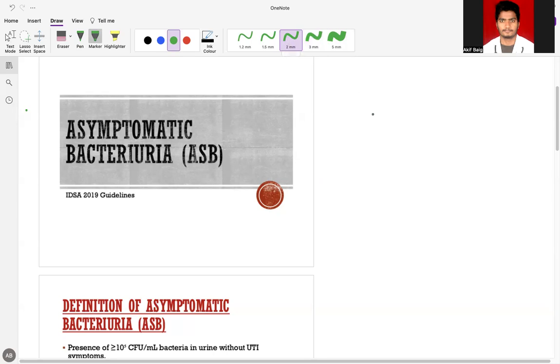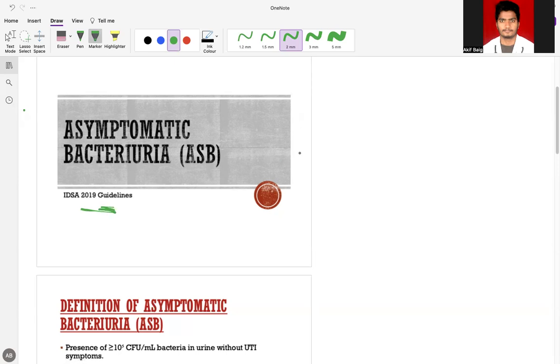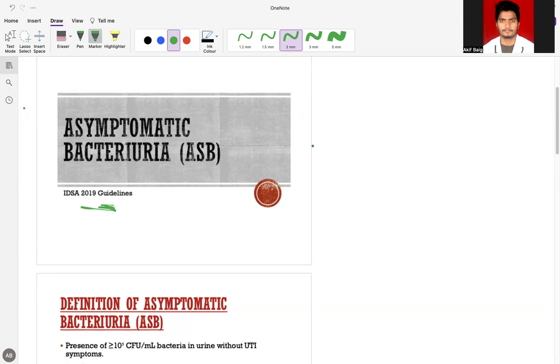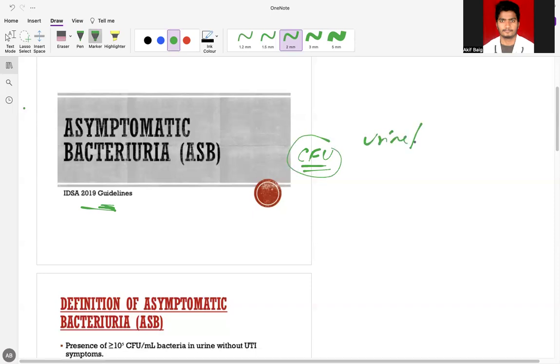So we are going to discuss based on the guidelines given by the IDSA, that is the IDSA 2019 guidelines on asymptomatic bacteriuria. It is defined by colony forming units, that is the number of bacteria or colonies which are formed in the urine per ml, which we try to measure. If the colony forming units in the urine sample are more than 10 to the power of 5 per ml, then it is called bacteriuria.